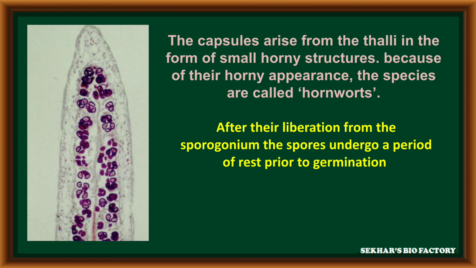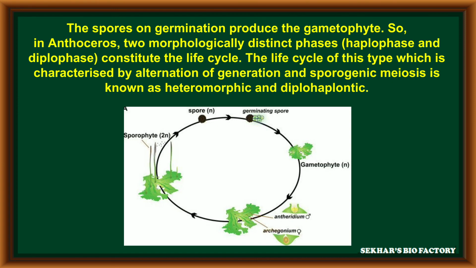After their liberation from the sporangium, the spores undergo a period of resting prior to germination. The haploid spores germinate to produce a gametophyte. So Anthoceros has two morphologically distinct phases, the haplophase and the diplophase, in its life cycle. The life cycle of this type, which is characterized by alternation of generations and sporogenic meiosis, is known as heteromorphic and diplohaplontic. These are the general characters of class Anthocerotopsida, or hornworts.